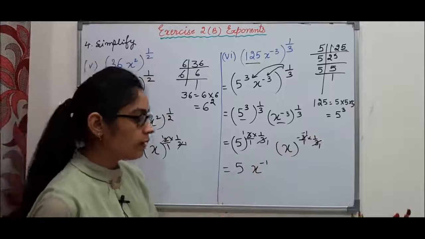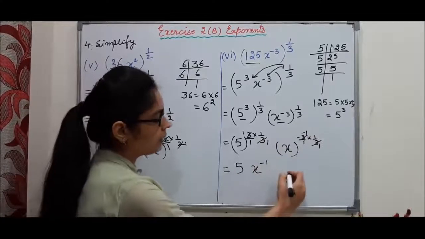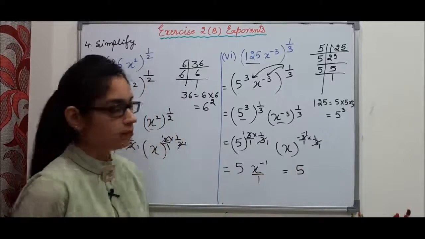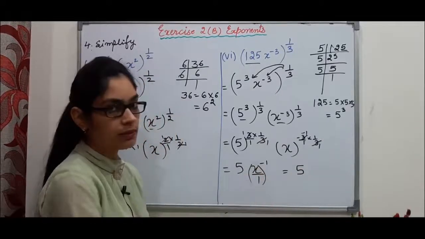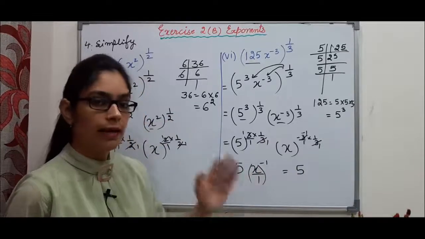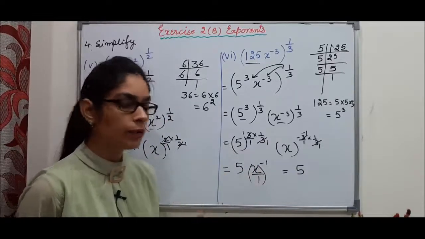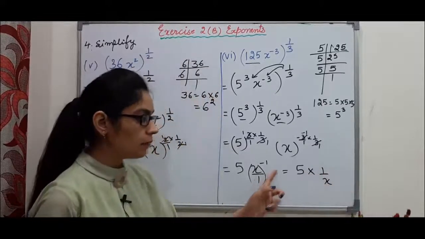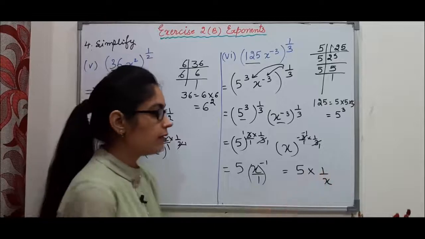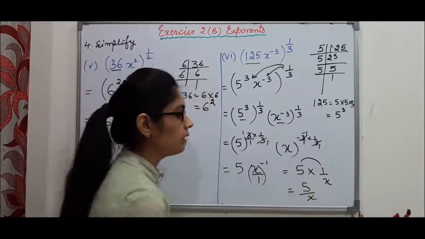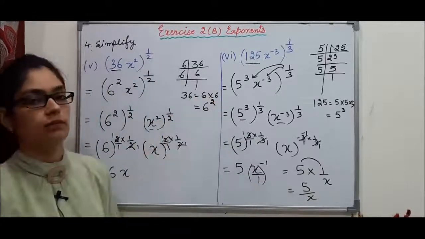So 5 into x to the power minus 1, so we can write it as 5 into, see, x to the power minus 1 means we can convert this negative power into positive by doing its reciprocal. X means x by 1, its reciprocal will be 1 by x. So the power is 1 only, with x no need to write anything. So 5 into 1 is 5 by x we can write. So 5 by x is the answer.